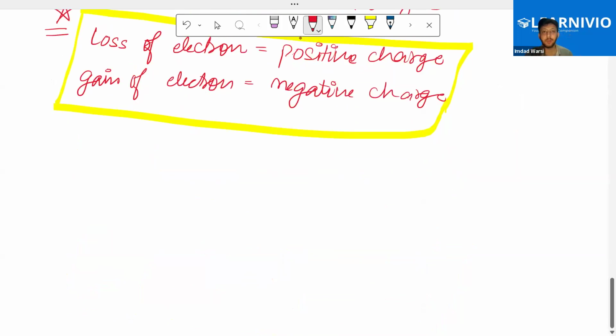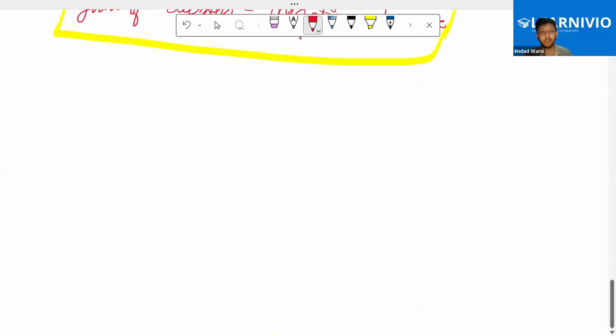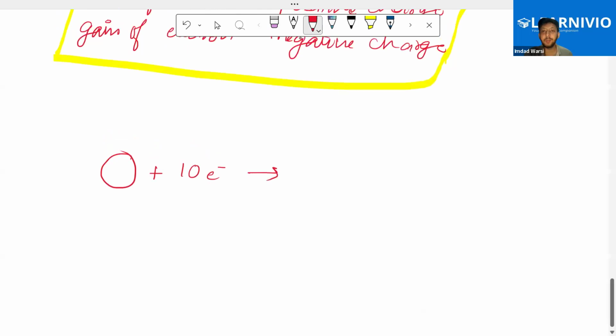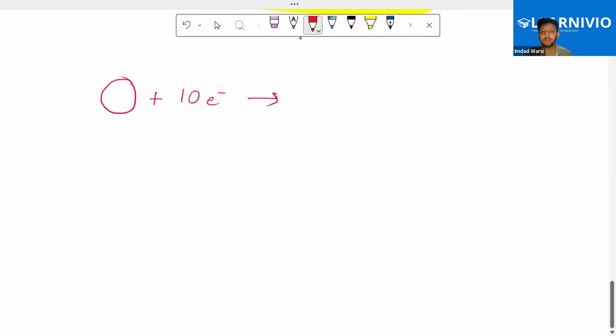Now let's suppose there was a body and I give 10 electrons to this body. What will be the final charge? How will the body become? Will it become positive charge or negative charge? It becomes negative charge.